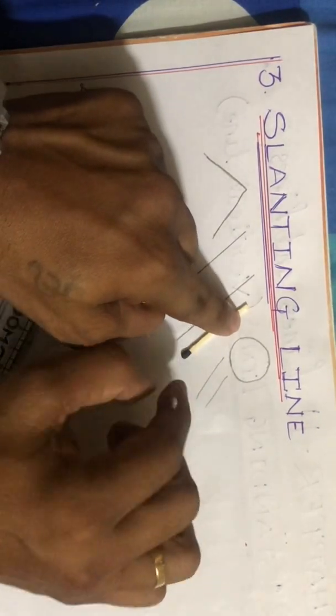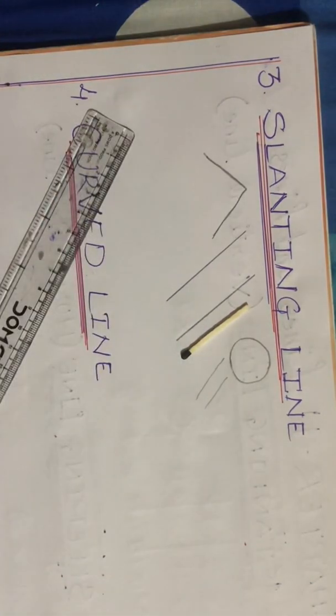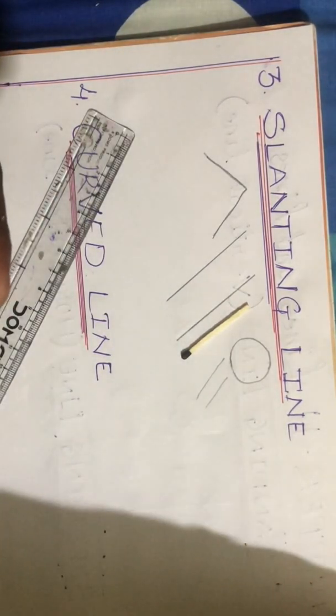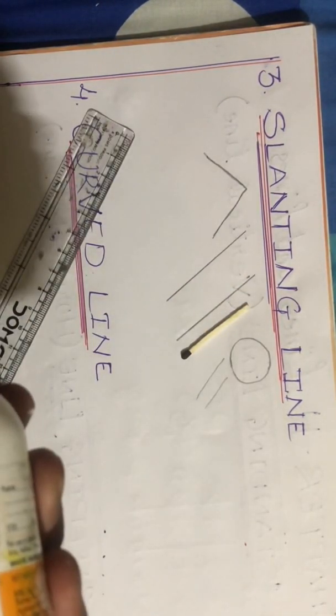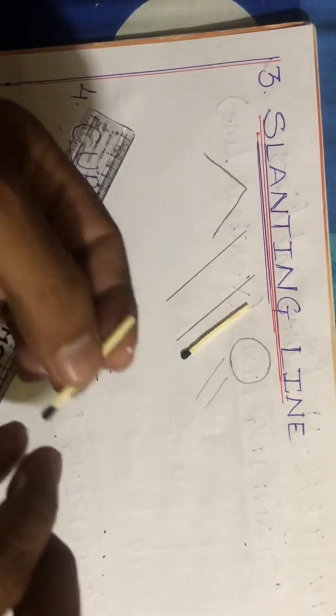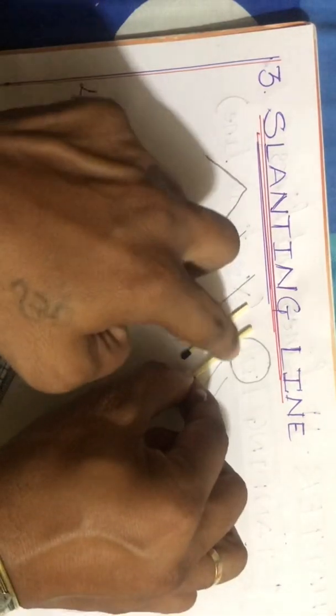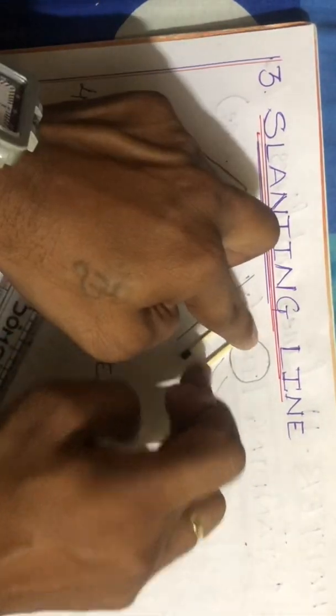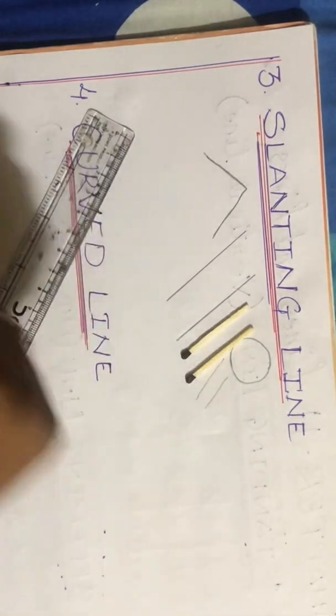See, this is called slant line. We'll stick one more so that you can understand better. So these two are examples of slanting line.